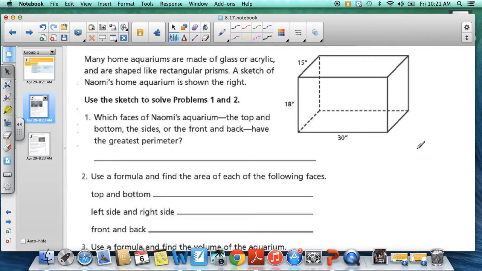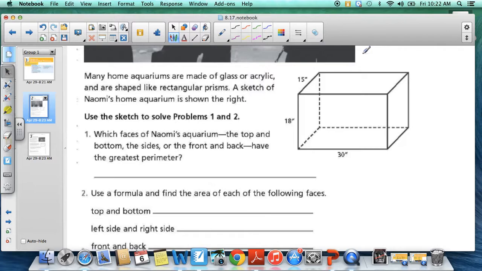Okay, so for number 1, which faces of Naomi's aquarium, the top and the bottom, the sides, or the front and back, have the greatest perimeter? Okay, so we're going to write our little formula up here. Perimeter equals length plus width. It's super hard for me to write on here, so I'm just going to write 2, parentheses, L plus W. Okay, so that's 2 lengths plus 2 widths equals perimeter.